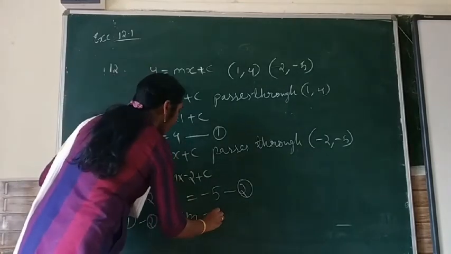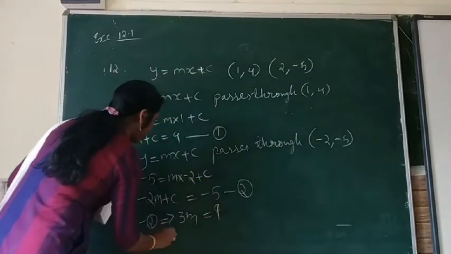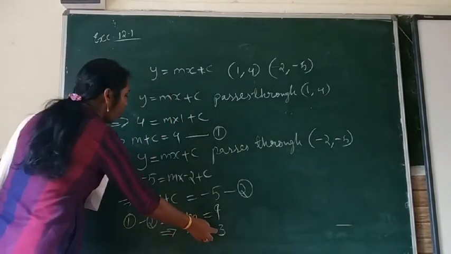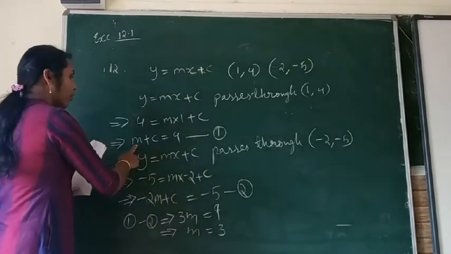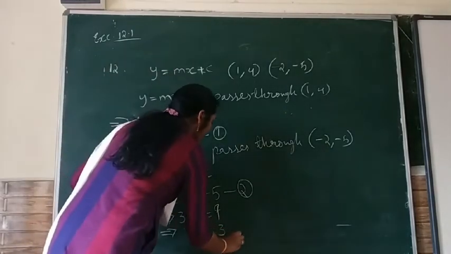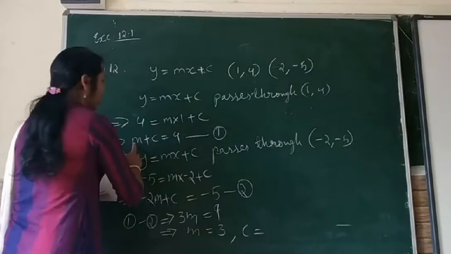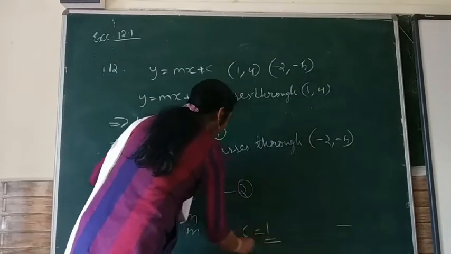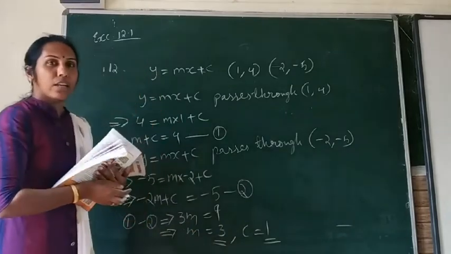That is 4 plus 5, 9. That implies m is equal to 3. Now substituting the value of m in the first equation, we get 3 plus c is equal to 4. That means c is equal to 1. So the value of m is 3 and c is equal to 1.